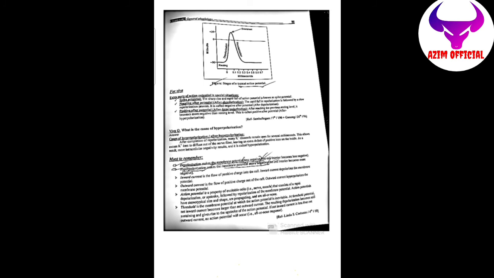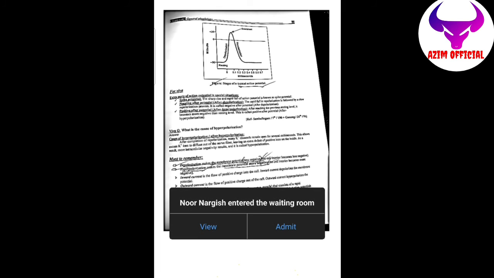Yes, this one. Can you see the picture here? The typical action potential. You can see that at minus 90 millivolts there is a resting membrane potential, isn't it? Yes, sir. And then there is the initiation, that means the threshold level, and depolarization starts.